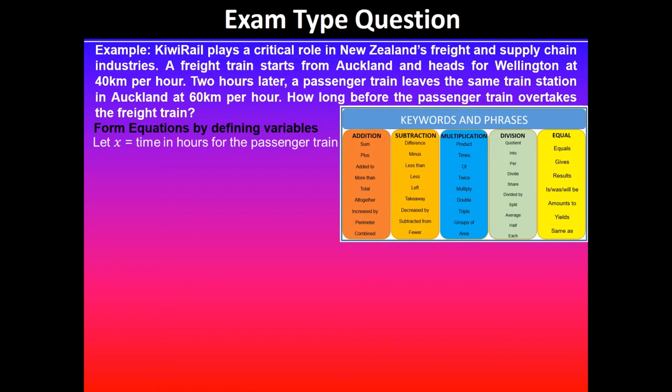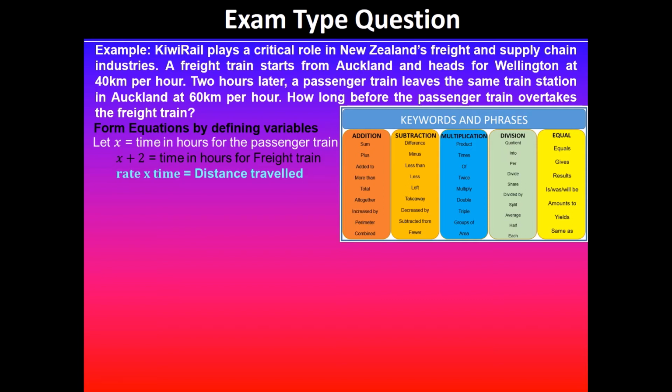So if I say x is the time in hours for passenger train, because freight train left 2 hours earlier, then the time in hours for freight train will be x plus 2. And we know that rate times time will give you the distance traveled.